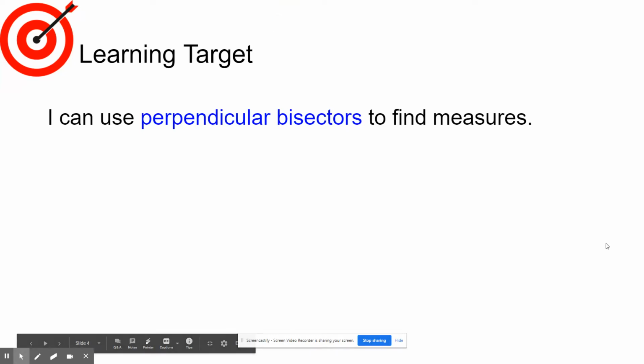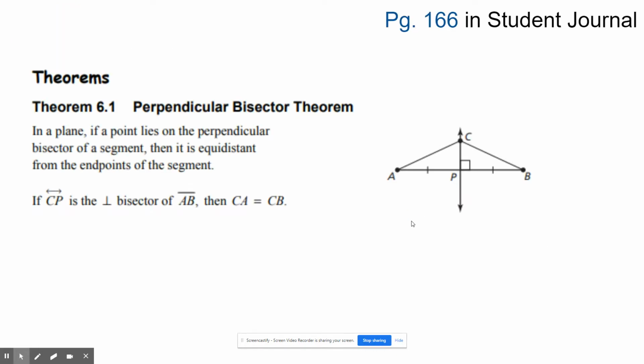In this video, we're going to work on some problems from lesson 6.1. Our first learning target that we are going to cover is I can use perpendicular bisectors to find measures. And so this is on page 166 in your student journal. I would turn there so you can see this theorem in front of you. This is the perpendicular bisector theorem.